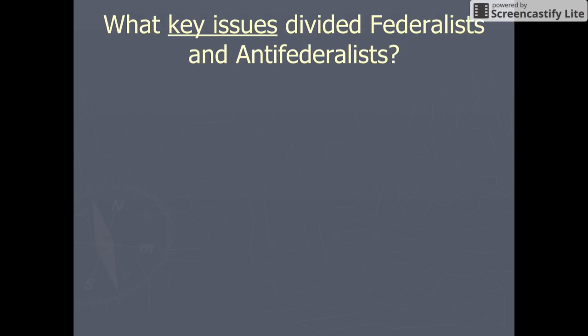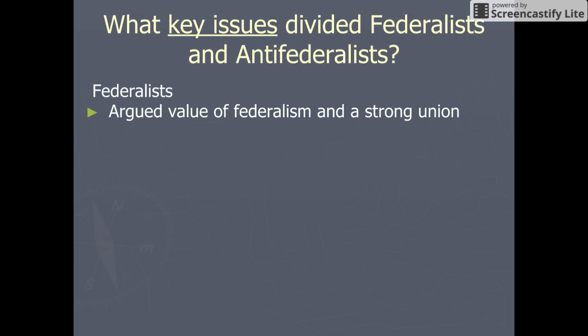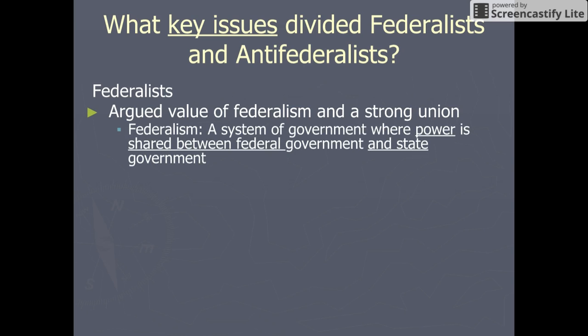the Constitution. Now, the key issues that divide Federalists and Anti-Federalists. Federalists argued the value of federalism and a strong union. Federalism is a system of government where power is shared between federal government and state government. Now remember, under the Articles of Confederation, the power was at the states. It was not shared. The states held the power. This new government, under federalism, the state and the federal government share powers.